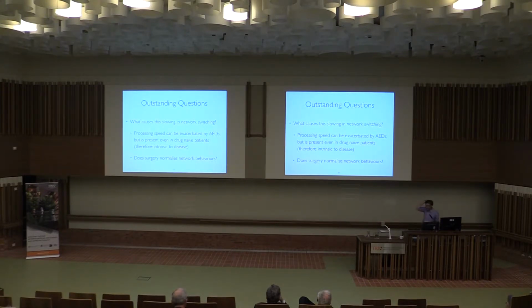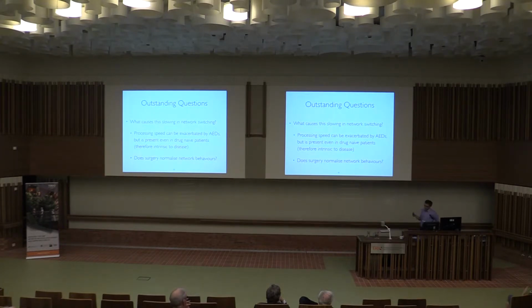And what about the slowing in network switching? It's often supposed that anti-epileptic drug side effects are important here. While this is almost certainly true, it cannot be the whole account because there's good evidence that reductions in processing speed and reaction time are present even in drug-naive epilepsy patients. So this suggests that there's something intrinsic about the epilepsy process itself that's interfering with distributed functions like processing speed.